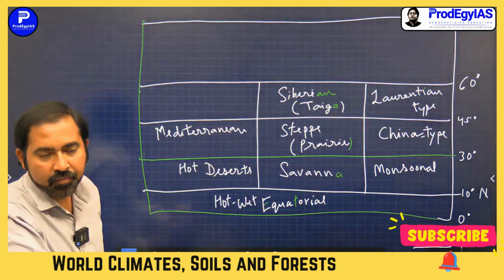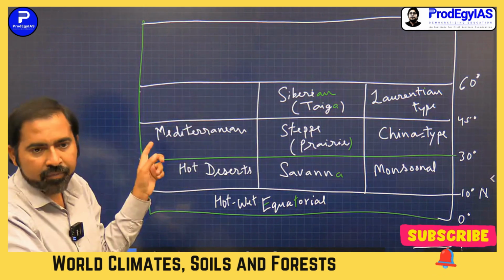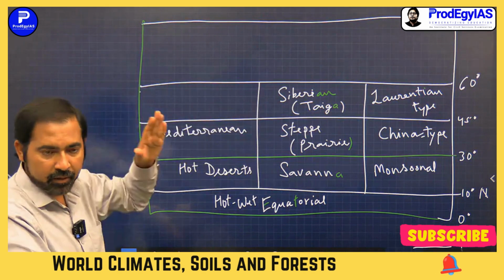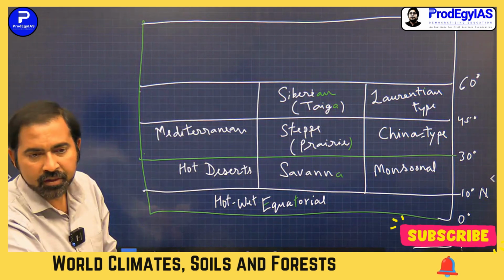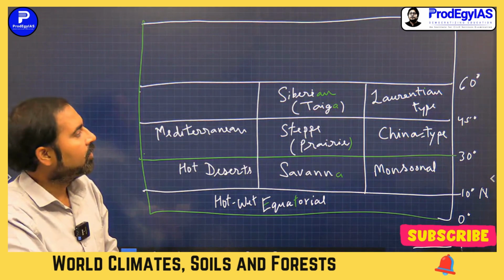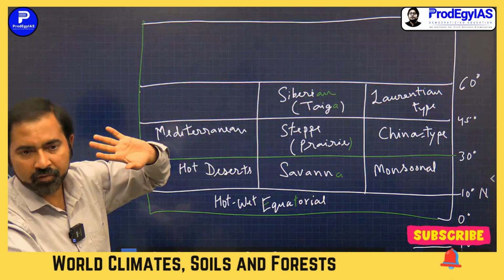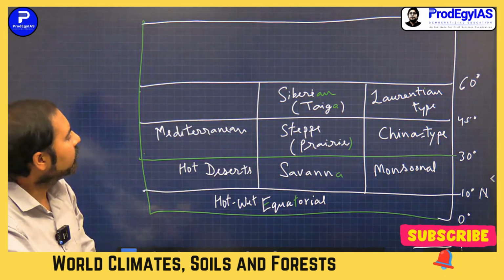Taiga forest. In the region of Russia, it is known as Siberian type. There, on the other hand, in Canada, it is normally known as taiga forest, taiga climate. The forest type is technically known as boreal forest. They are also known as taiga forest, but boreal forest.